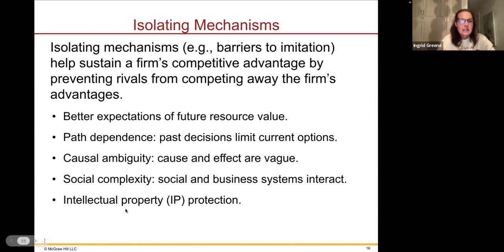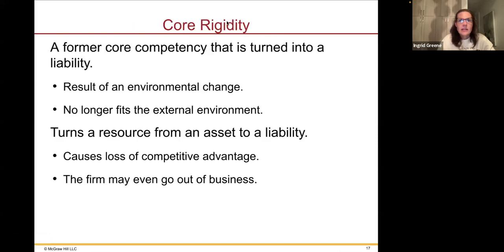And then the last thing is intellectual property protection. This is usually a 20-year period where the patents exist. So we talk about the competitive advantage of organizations like pharmaceuticals or technology companies that have some sort of IP protection. Let me go ahead and stop there before I get into core rigidity. This is part one of two sections of chapter 4.